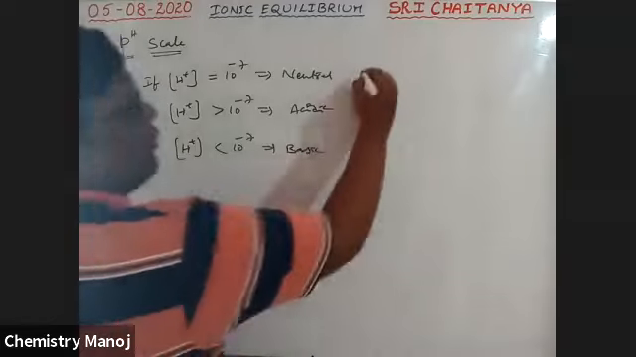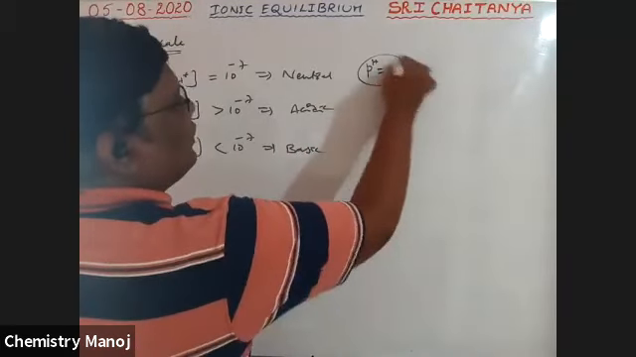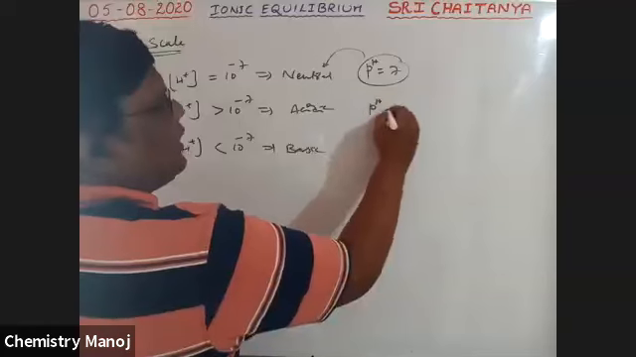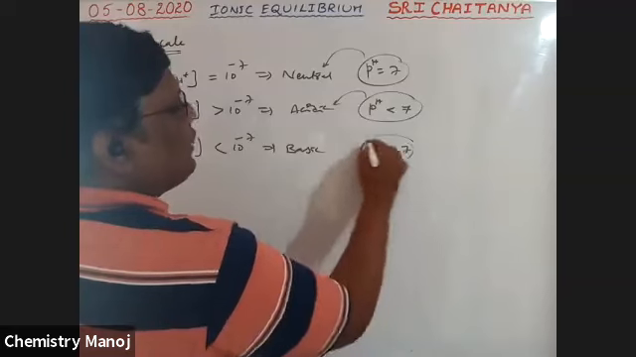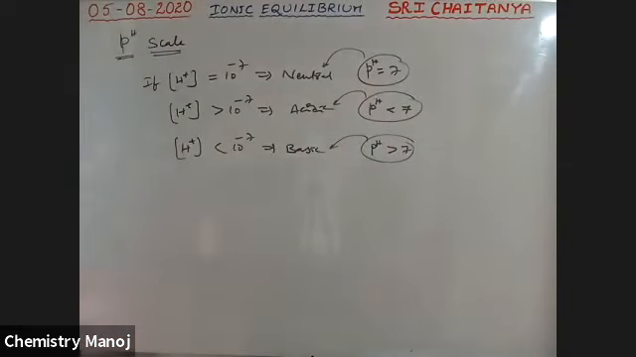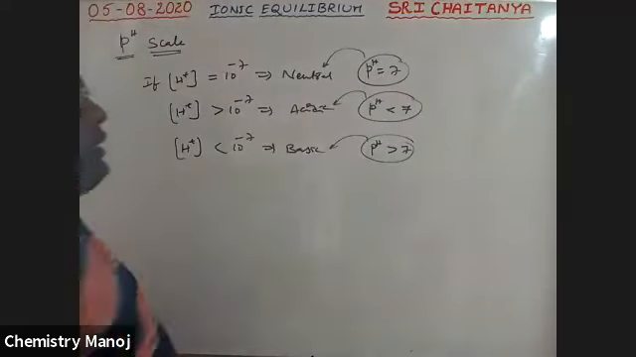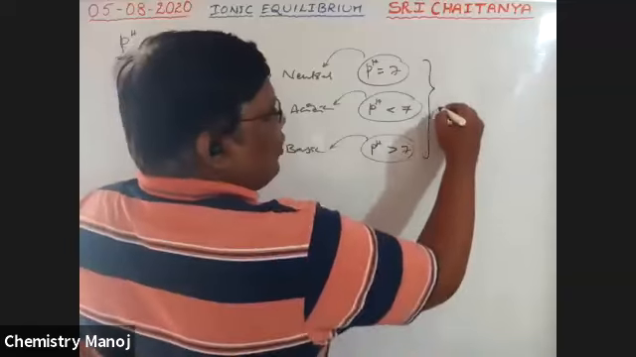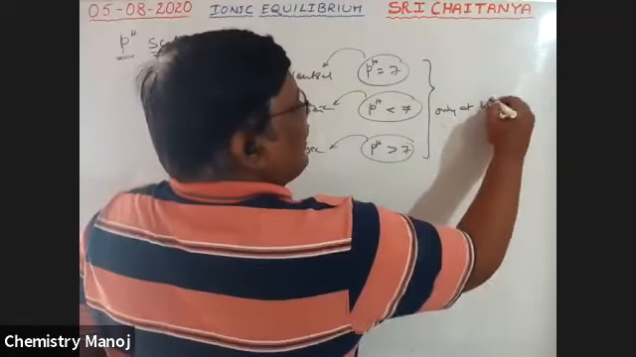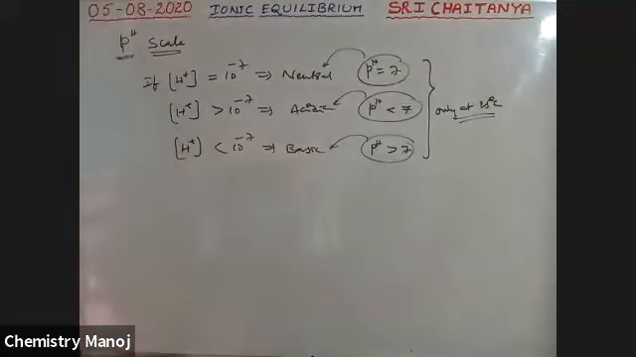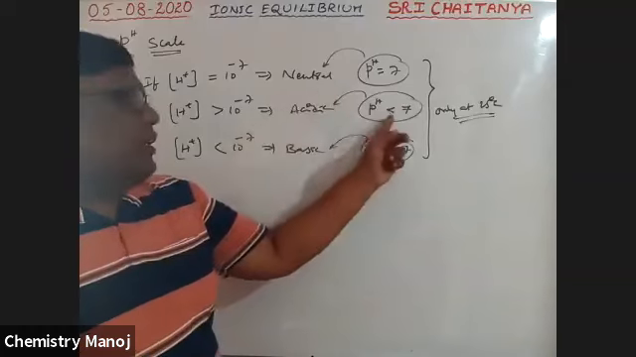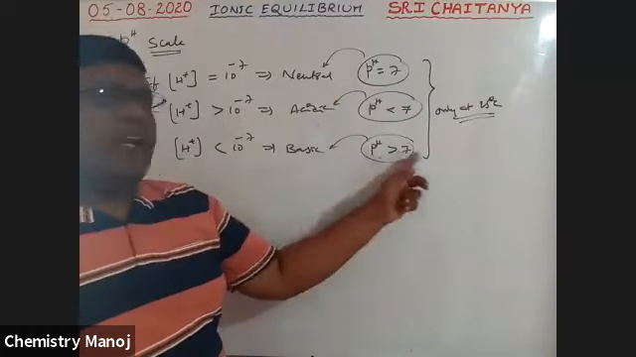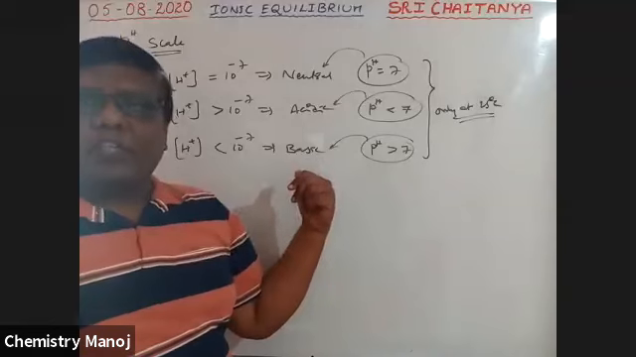So if pH is equal to 7, that is neutral. If pH is less than 7, that is acidic. If pH is greater than 7, that is basic. So this H plus is now replaced with pH. All these cases, the condition of 7, are applicable only at 25 degrees centigrade. So at 25 degrees centigrade, if pH is equal to 7, that is neutral; if pH is less than 7, it is acidic; if pH is greater than 7, it is basic.